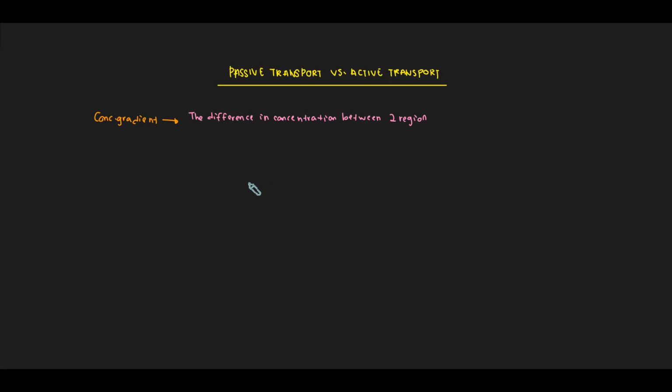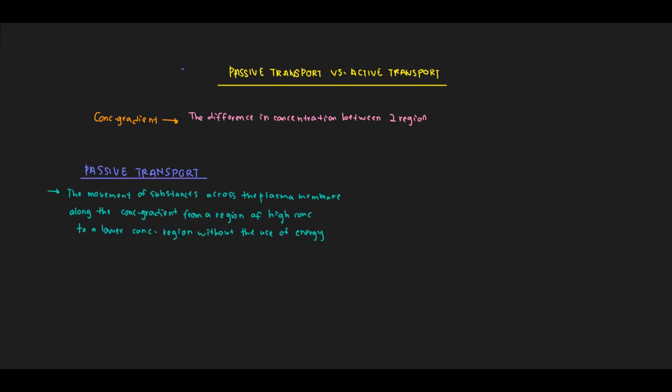Next, we are going to define passive transport and also active transport. The first thing that we are going to define is passive transport. The definition of passive transport is the movement of substances across the plasma membrane along the concentration gradient, from a region of higher concentration to a lower concentration region, without the use of energy.